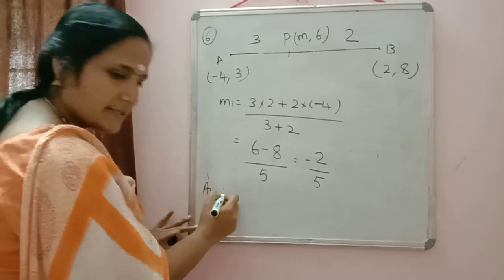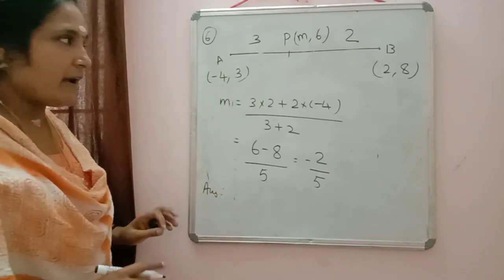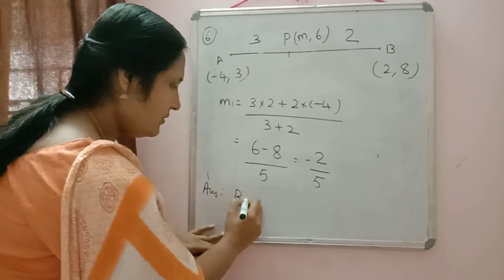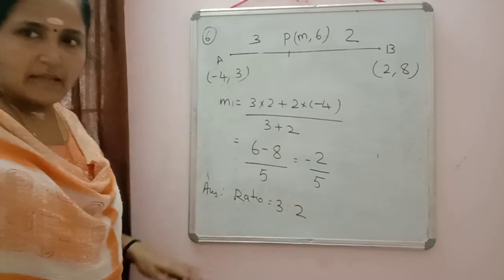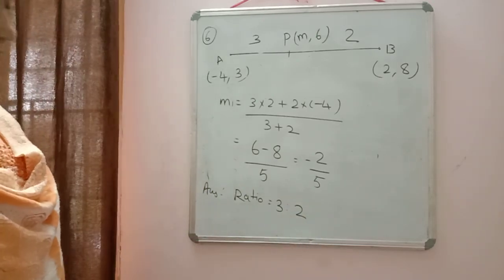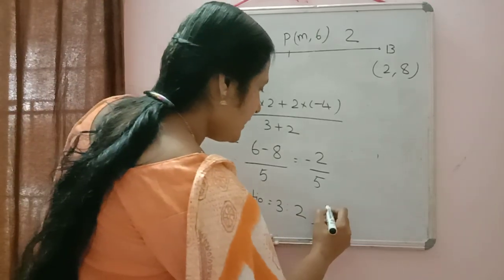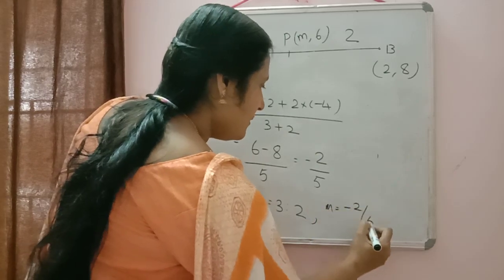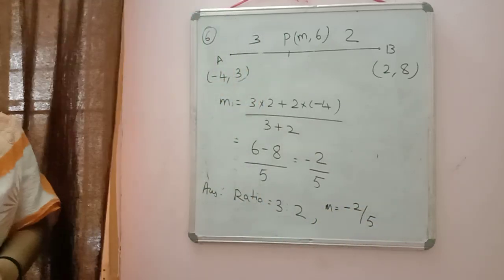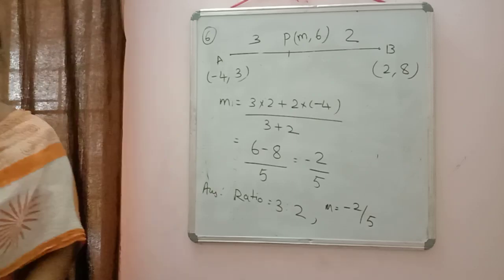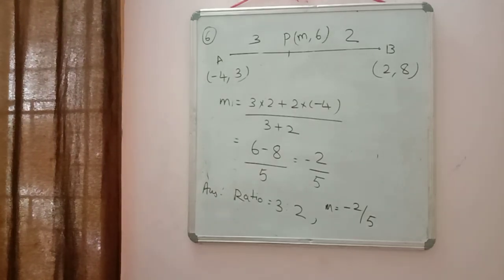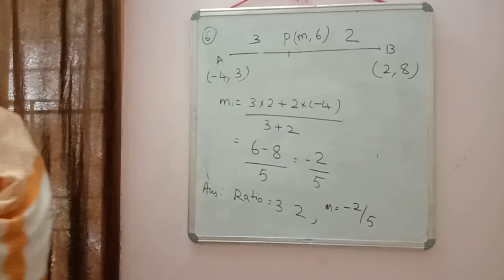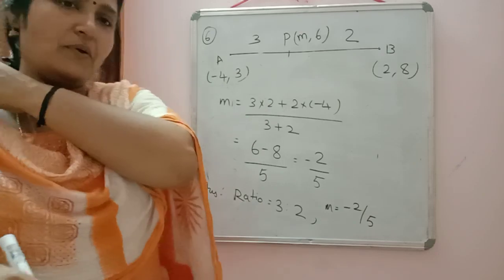So we got the value of M as minus 2 by 5. So write down the answer statement. The first one was find the ratio. So you can write down the ratio 3 is to 2. And then next, find the value of M. So we got here M is equal to minus 2 by 5. Hope the method is clear to you. Always write down the answer also.